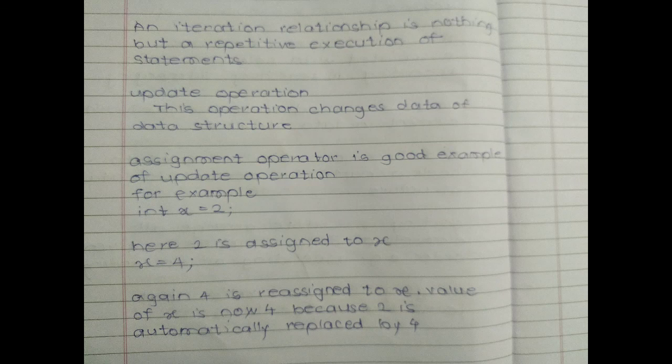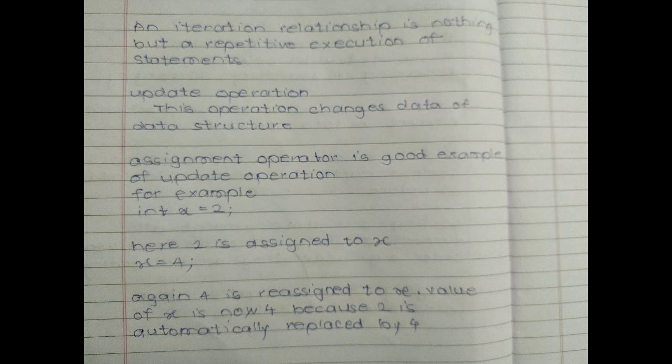An iterative relationship is nothing but a repetitive execution of statements. So that means some statements are repeated again and again. So that is repetitive execution of statements. So this is called as iterative relationship.